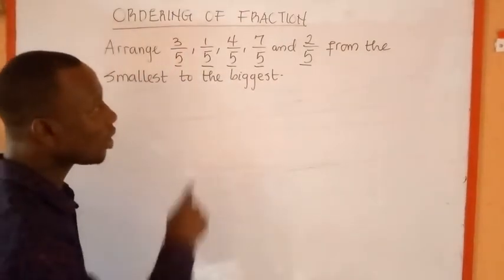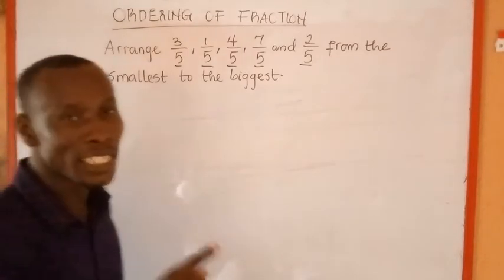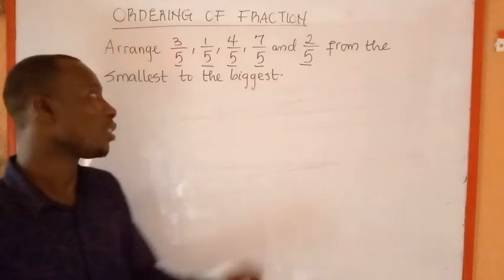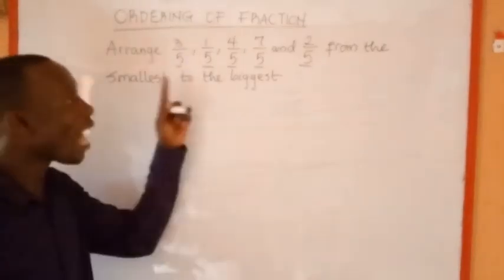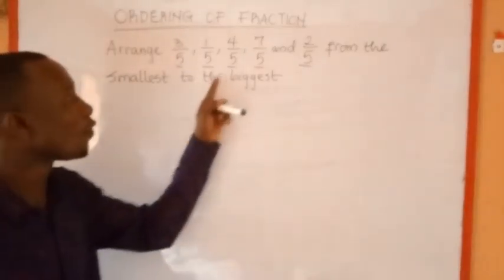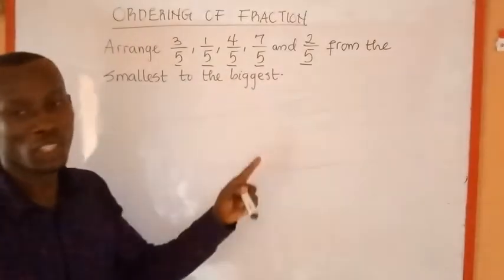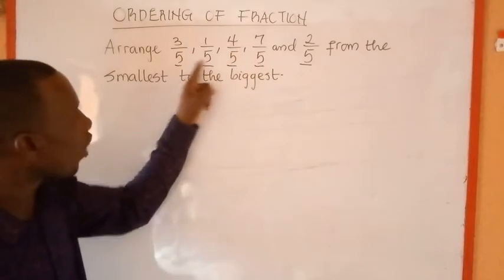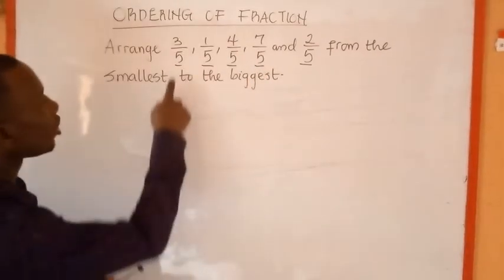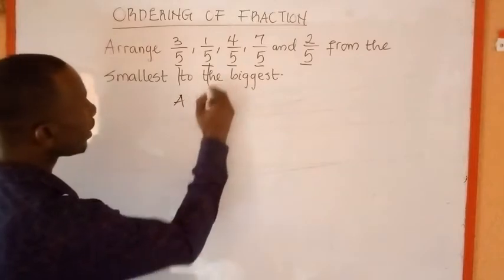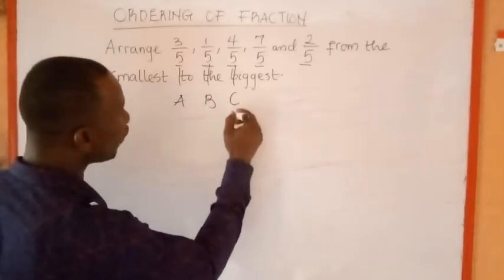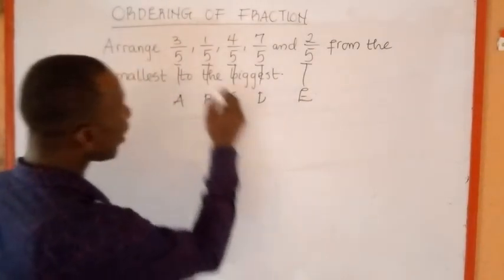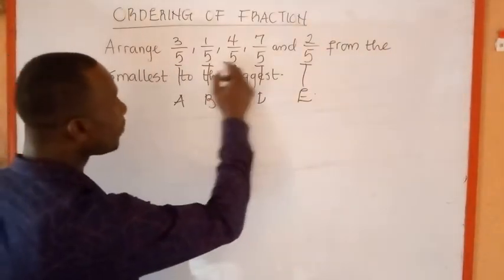Now, the fraction that has the highest numerator is the biggest fraction. Why? The fraction that has the smallest numerator is the smallest fraction. Now, this is fraction A, this is fraction B. Let's label these fractions as fraction C, fraction D, fraction E. Now, don't forget that they all have the same denominators.